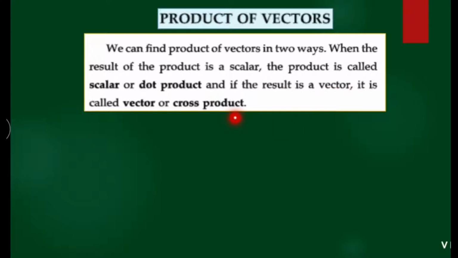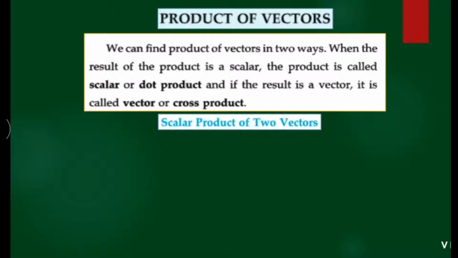That means depending on the result, after multiplying the two vectors, if we get a scalar quantity, then that product is called scalar product or dot product. If we get a vector after multiplying the two vectors, then that multiplication or product we call vector or cross product. So we see first the scalar product of two vectors.